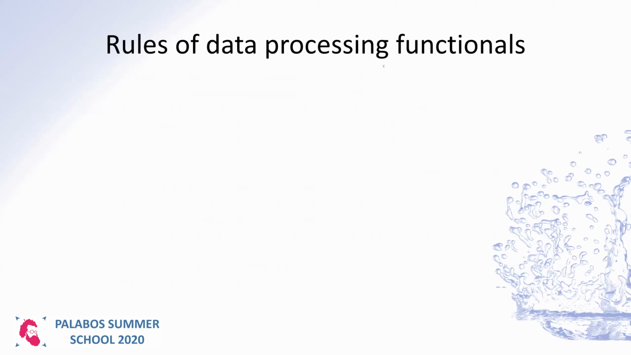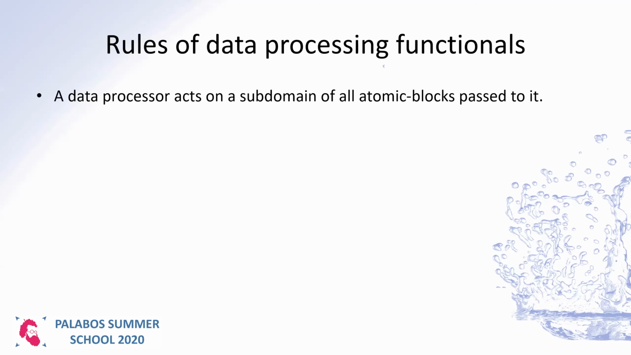When you implement data processing functionals, you have to follow a set of rules. If you do not follow them, you will have errors of parallelism, which means that the parallel program is not going to have the same results as the non-parallel version.